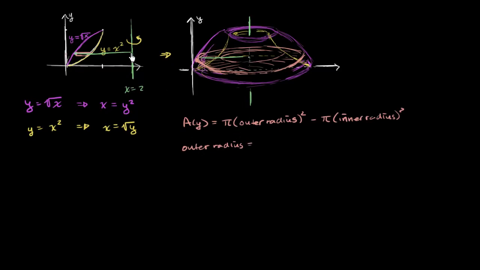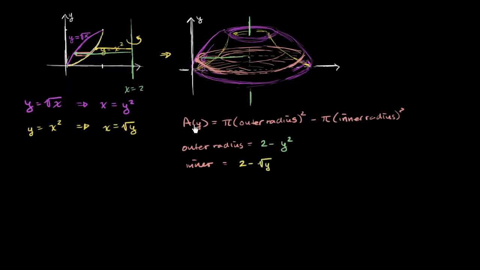So our outer radius, this whole distance, is going to be 2 minus the x value here as a function of y. That x value is y squared. So the outer radius is 2 minus y squared. And then our inner radius is going to be equal to what? Well, that's the horizontal distance between this vertical line and our inner boundary. So it's the horizontal distance between 2 and whatever x value this is. But this x value as a function of y is just square root of y. So it's going to be 2 minus square root of y.